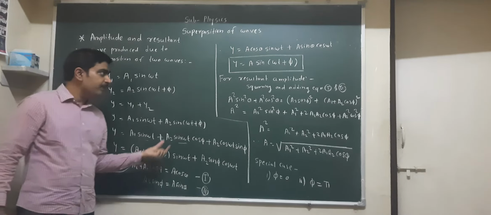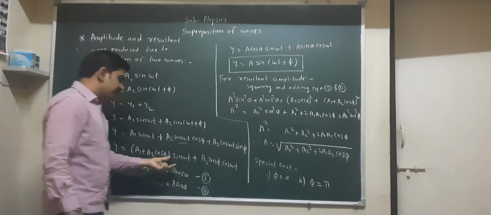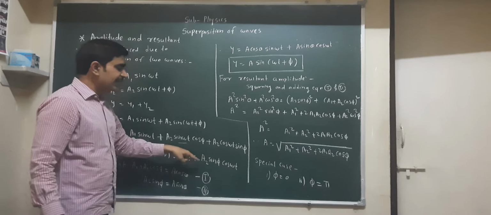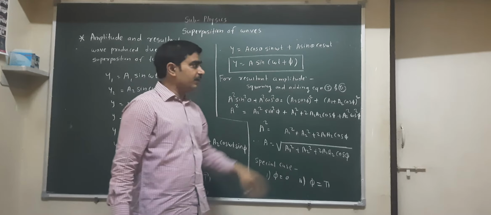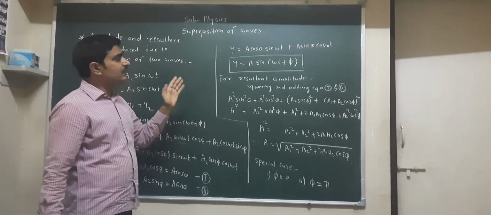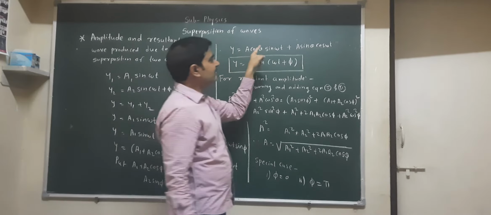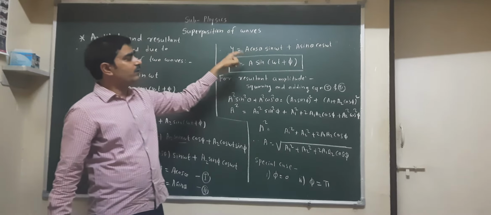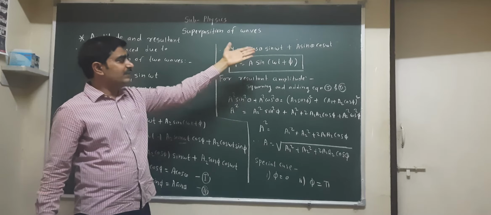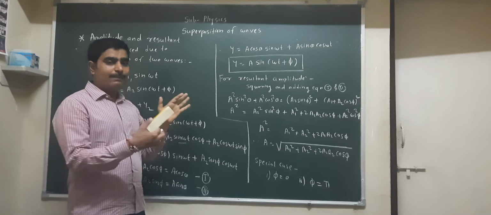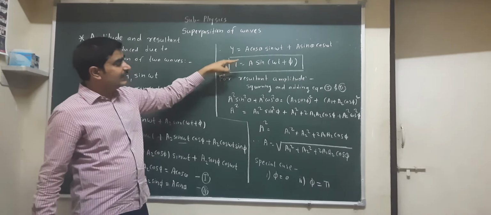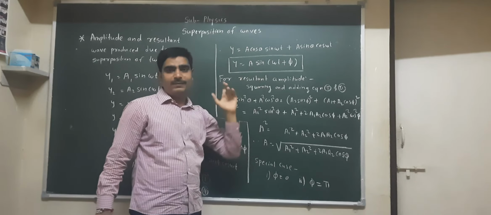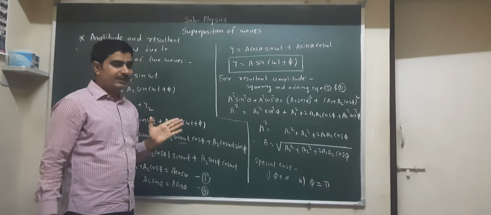We can write A cos θ sin ωt + A sin θ cos ωt. Now if we observe this, we are getting the formula of cos α sin β + sin α cos β, or you can say the formula of sin α cos β + cos α sin β. So if we combine this formula, we get A sin(ωt + θ). So this is again the formula of sin(α + β). So this is the mathematical part here.